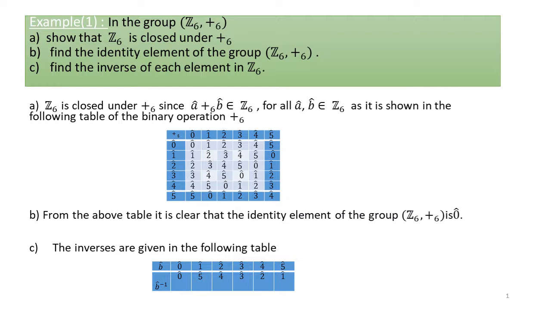A. Z6 is closed under plus 6, since a plus 6 b belongs to Z6 for all a, b belonging to Z6, as is shown in the following table of the binary operation. We have plus 6, 0, 1, 2, 3, 4, 5 and 0, 1, 2, 3, 4, 5. So we can write it as the first row and first column. Then we can add the corresponding numbers and write it in the table.